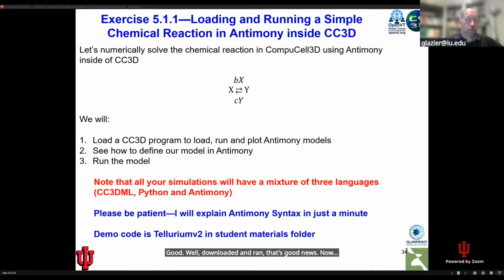This is a model which is trivial. X is reacting to Y. Y is turning back into X. It follows what's called mass action kinetics. The rate X turns to Y is B times X. The rate Y turns into X is C times Y. It's a trivial chemical reaction.